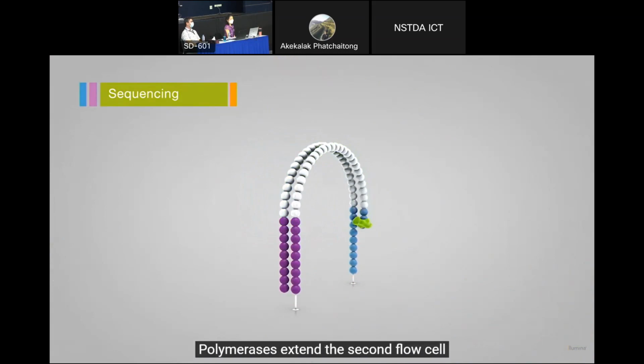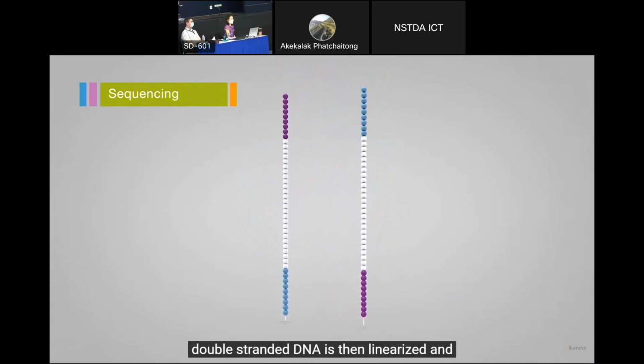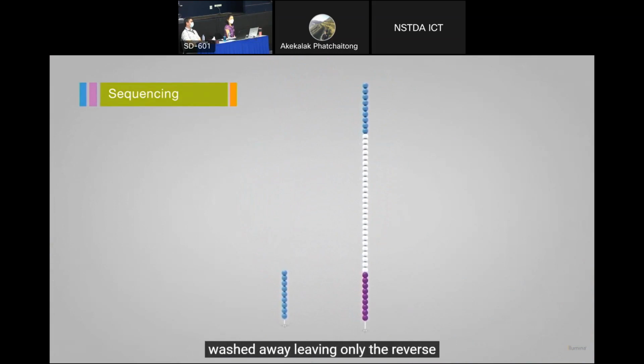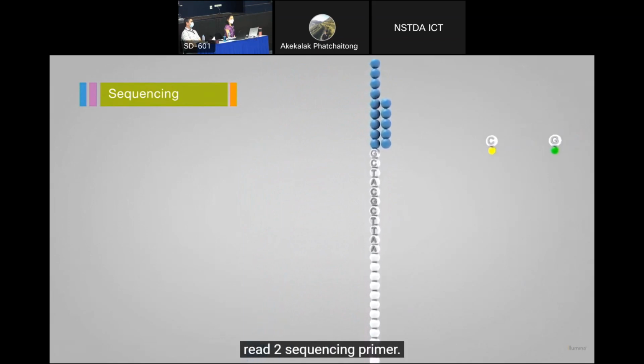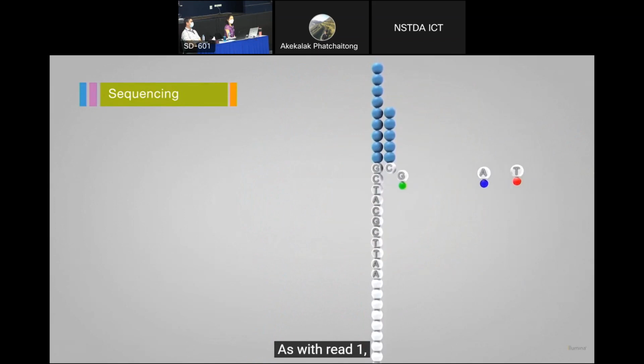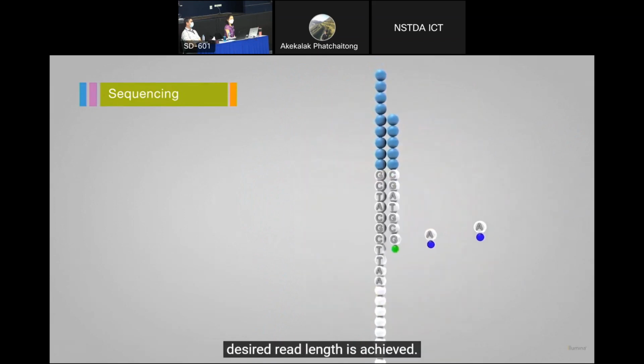Polymerases extend the second flow cell oligo, forming a double-stranded bridge. This double-stranded DNA is then linearized and the 3' ends are blocked. The original forward strand is cleaved off and washed away, leaving only the reverse strand. Read 2 begins with the introduction of the Read 2 sequencing primer. As with Read 1, the sequencing steps are repeated until the desired read length is achieved. The Read 2 product is then washed away.